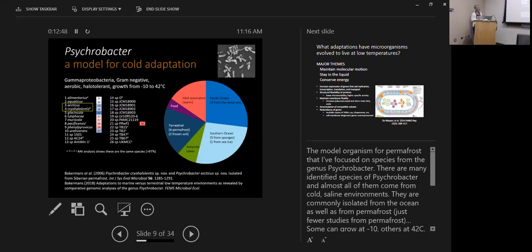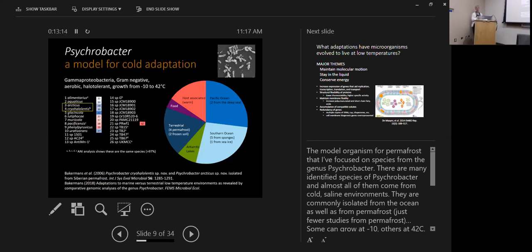A couple of the other Psychrobacter in this genus, and again, only pure culture work will tell you this stuff, can grow at those very low temperatures. Not all of them do. Some of them cannot grow below freezing. Some of them can grow all the way up to 42 degrees Celsius. So we have a small range of growth temperatures within this genus as well, that some can grow down to -10, some can grow up to 42 degrees Celsius.